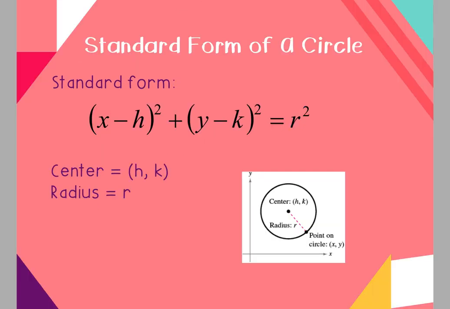All right, last thing is the standard form of a circle. So this is the third formula you need to know from this section. Distance, midpoint, standard form of a circle. (x minus h) squared plus (y minus k) squared equals r squared, where your center is (h, k) and your radius is r.